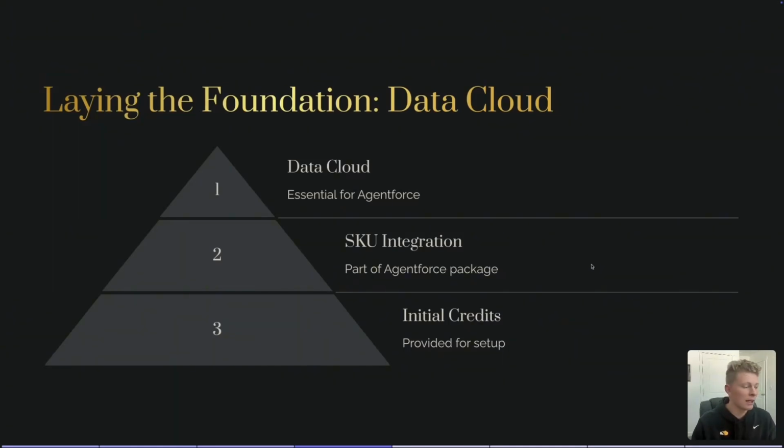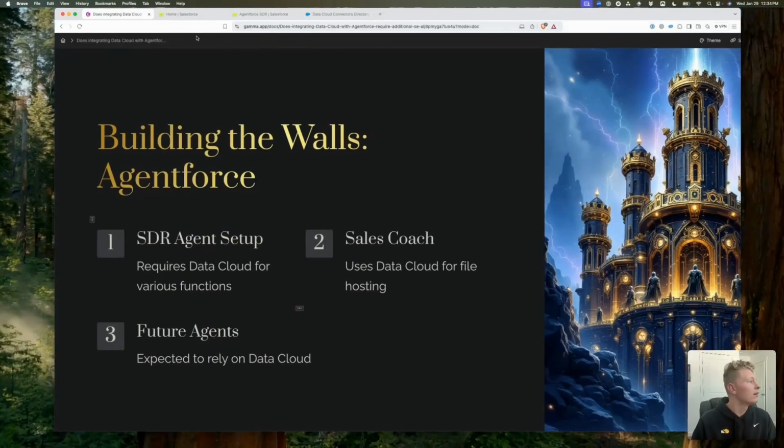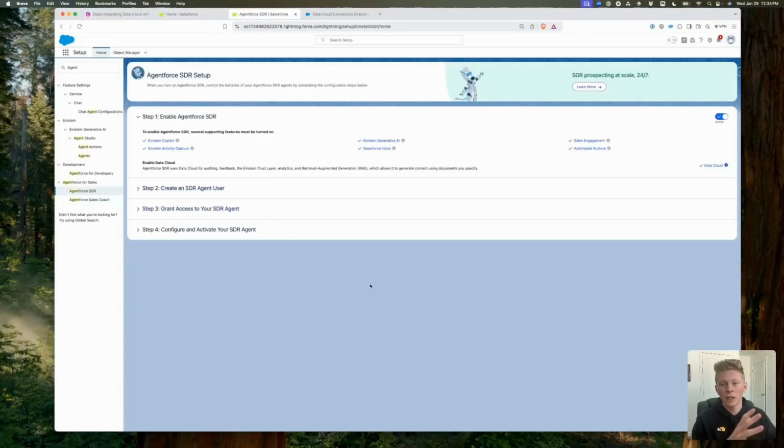So for example, setting up the SDR agent. Now, there are a couple items that are already available: SDR agent, sales coach, service agent. Now, SDR agent, what it specifically says when setting up this, it says Agentforce SDR uses Data Cloud for auditing, feedback, the Einstein Trust Layer, analytics, and Retrieval-Augmented Generation, or RAG, which allows it to generate content using documents you specify. To see this in action, here's setup, where we would be able to set up an agent. And looking in here, you'd be able to find that exact phrasing there and all the other different things that are turned on when you need to use an SDR agent. So a lot of different items are coming together to build these powerful tools.